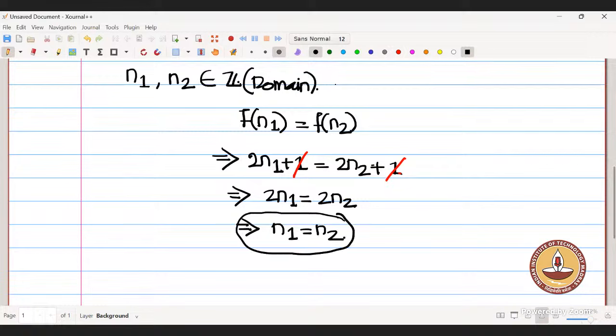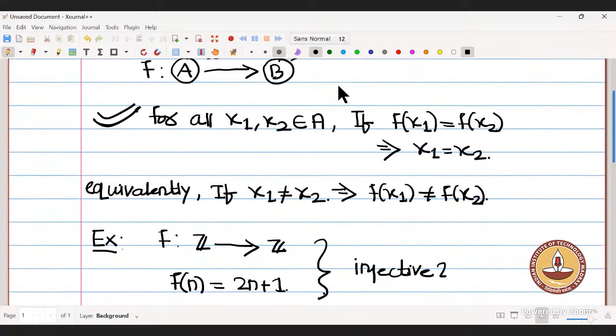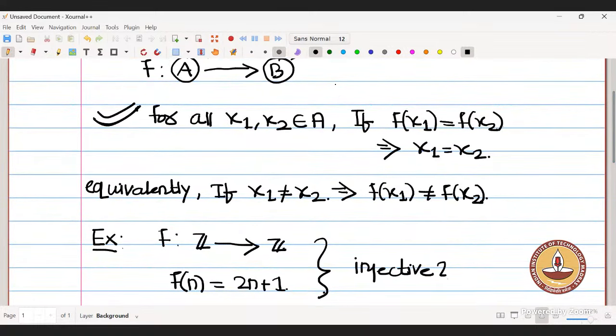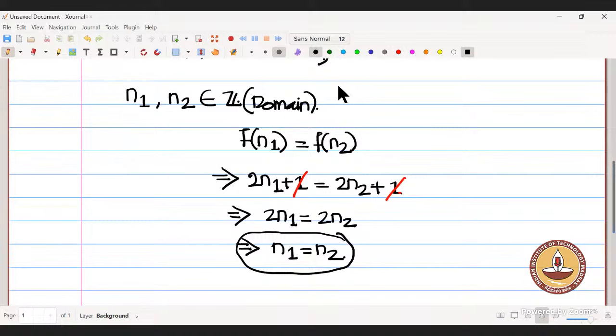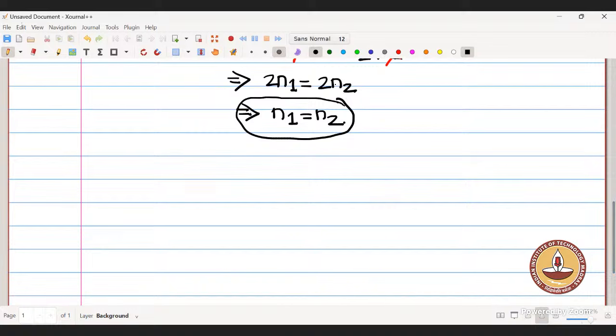So what did we basically prove? We proved that if f of n1 is equal to f of n2, then this implies n1 is equal to n2. So this is an example of an injective function, right? Yes, sir. Next, consider another map from the same domain to codomain, and here the definition of the map is slightly different. f of n is 3n square plus 2.